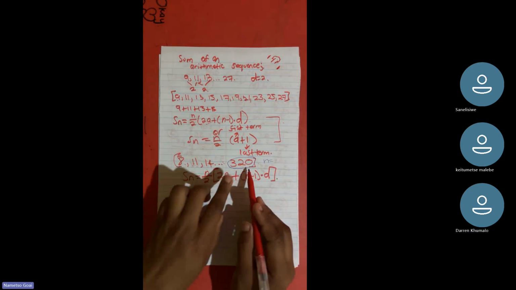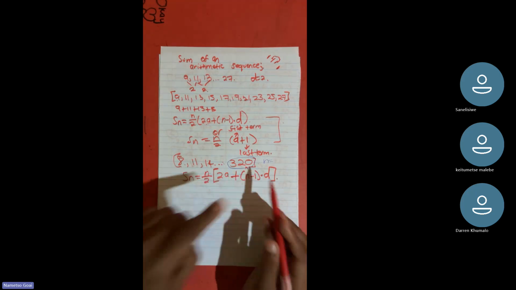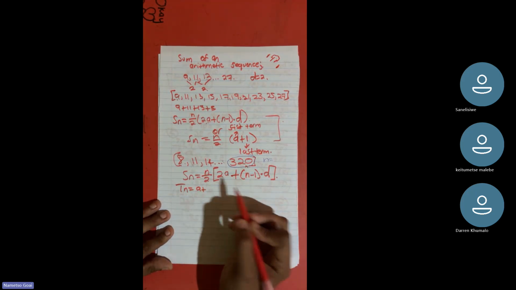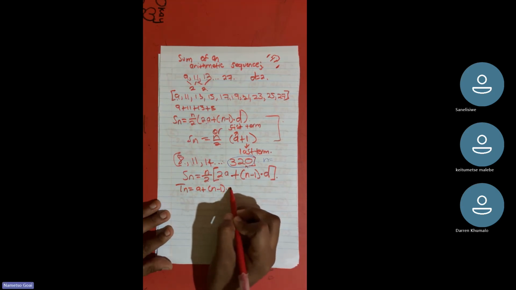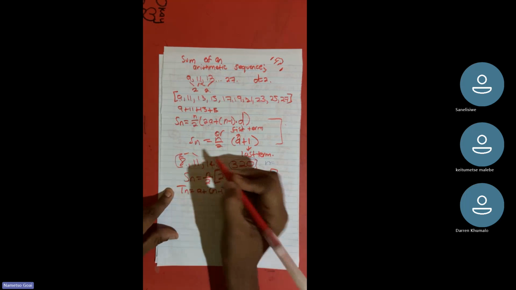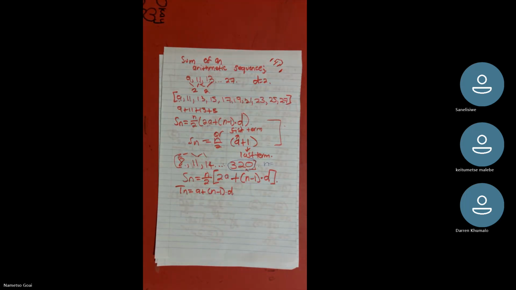Do you guys get that? Yes, you understand. Okay. So we have to get the nth position of 320. So we're going to say Tn equals a plus n minus 1 all multiplied by d, right? We didn't get what our difference was. What is our difference? 3, yeah?